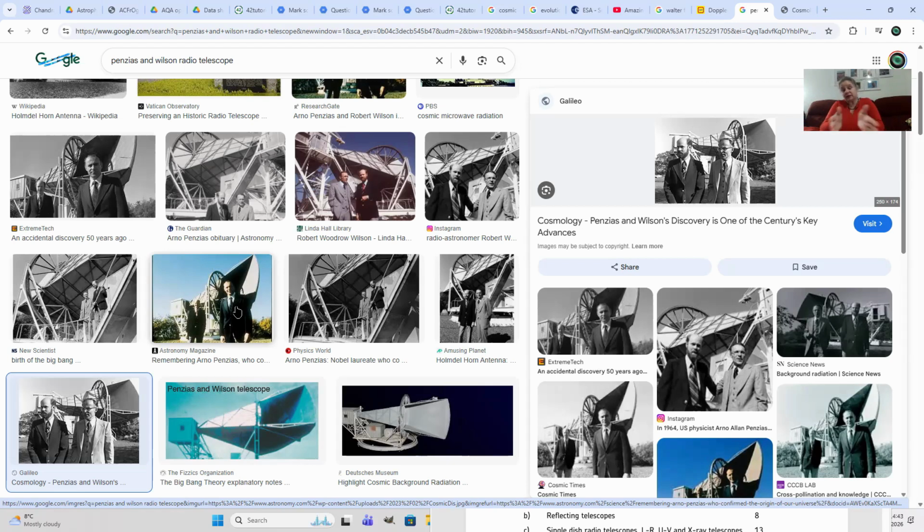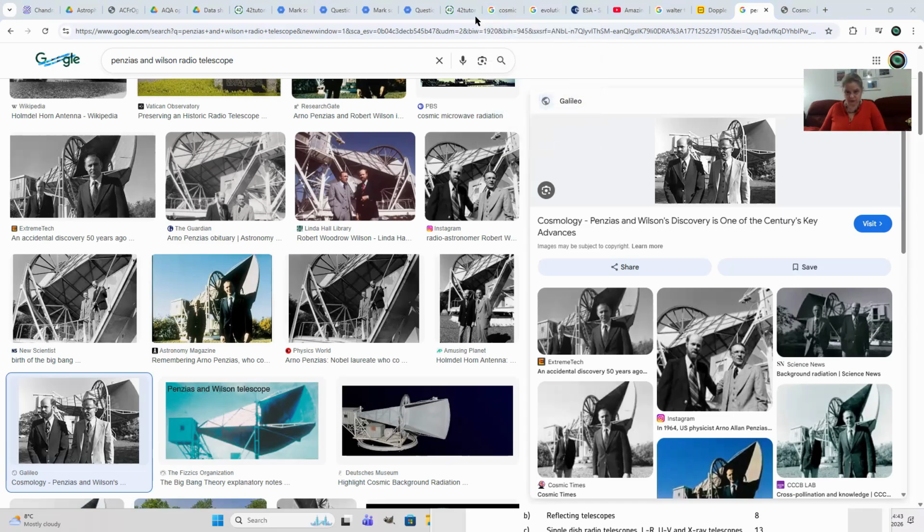And these guys were the first to discover this microwave background. Nowadays, the COBE satellite went up, and since then we've had ever more detailed images of the whole of the universe in terms of cosmic microwave background.